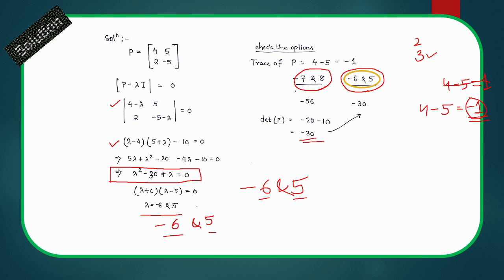So we can see, among minus 7 and 8 and minus 6 and 5, whose product is minus 30. Minus 30 is the product of minus 6 and 5. So you can see we can eliminate minus 7 and 8. So the final answer will be minus 6 and 5. This is the way we do the question by eliminating the options, or you can calculate directly with the formula.